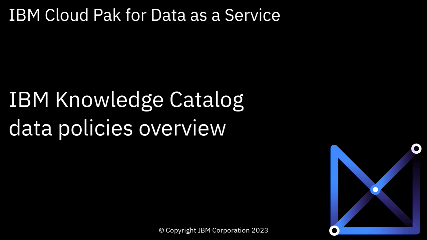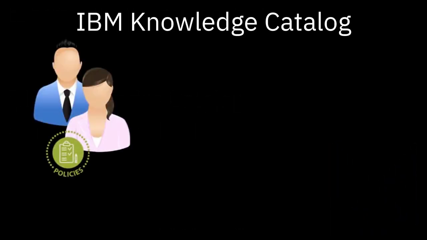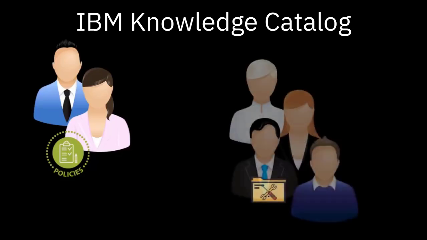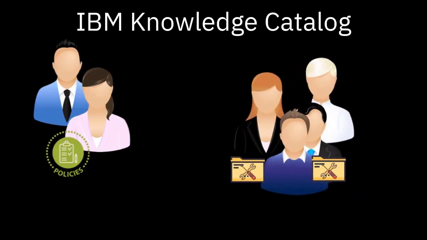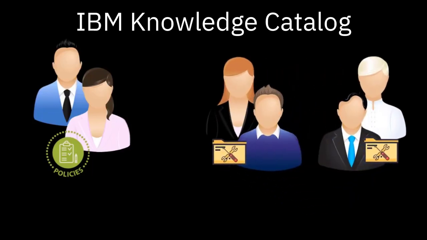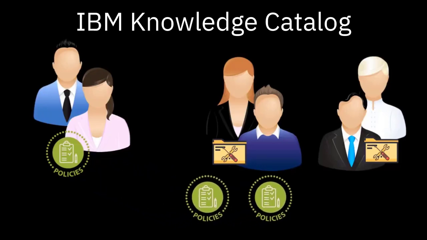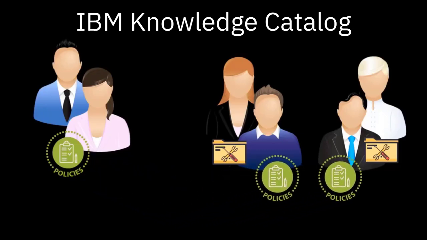This video provides an overview of the data policies features available in IBM Knowledge Catalog. Users who have permission to implement and monitor data policies will likely be different than the catalog admins. For example, a large company might have multiple catalogs, each with different admins. But managing data policies is the same across all catalogs that have policies enabled.